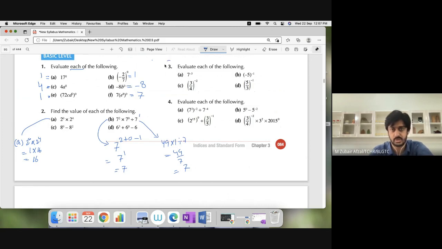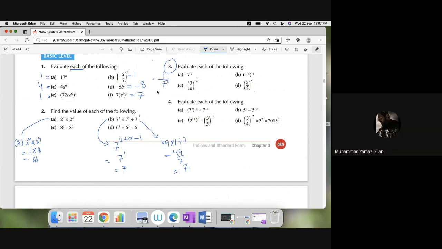I'm coming to question number 3. Now this is negative powers. May I write it as 1 over 7 cube? Yes, sir. 1 over 7 cube is 243. Sir, 243 or 343? 343.